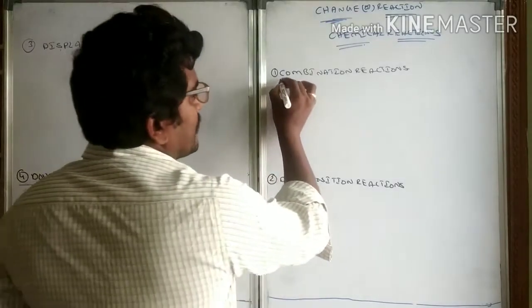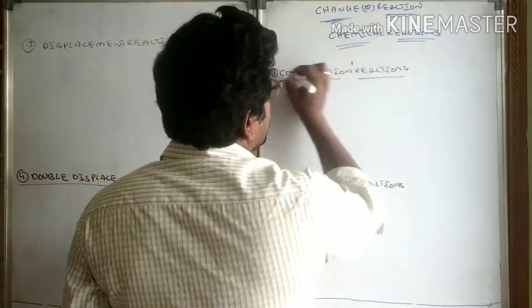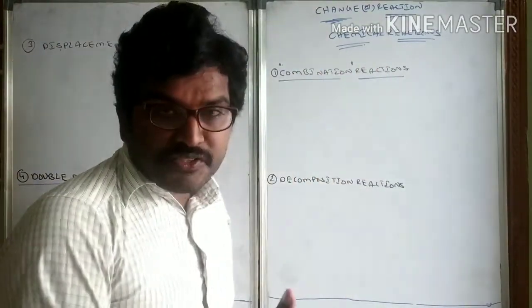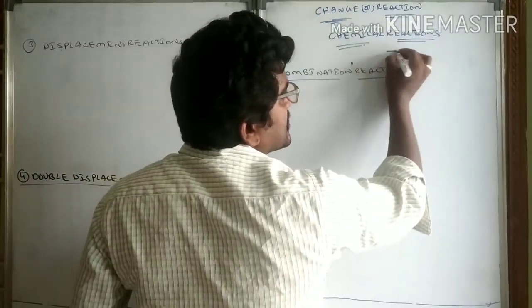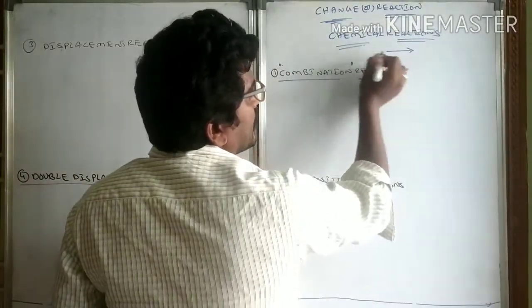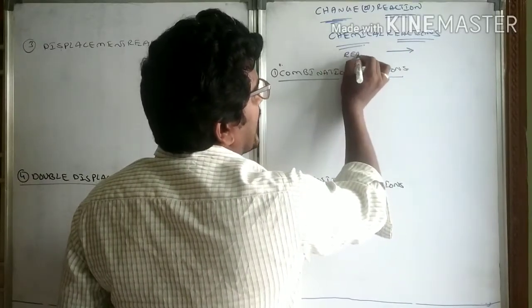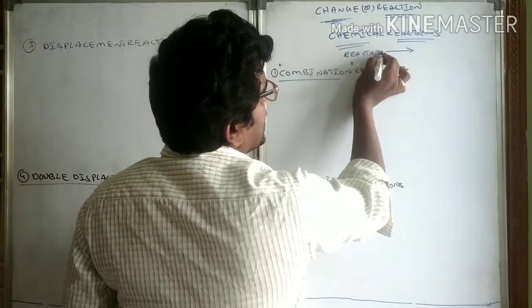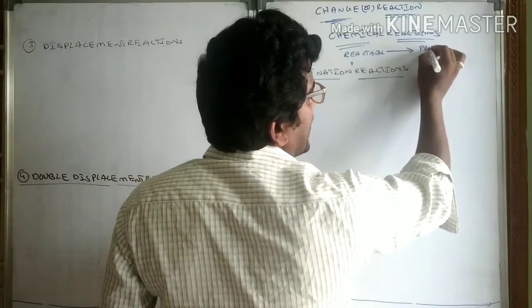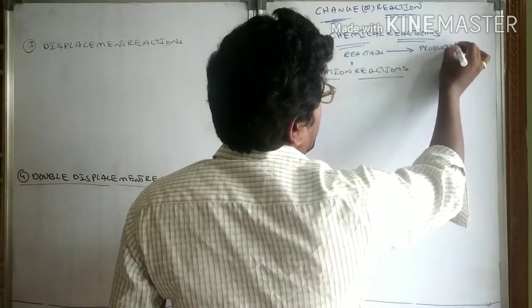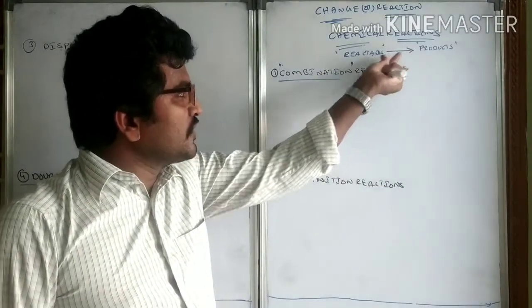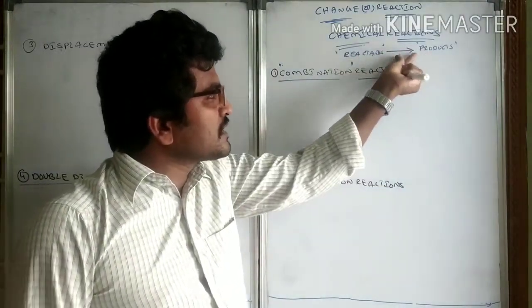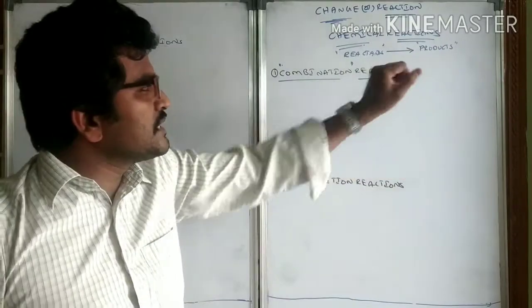Let's see combination reactions. The name itself indicates combines. Every chemical reaction will have an arrow. The components before the arrow are known as reactants. The components after the arrow are known as the products.